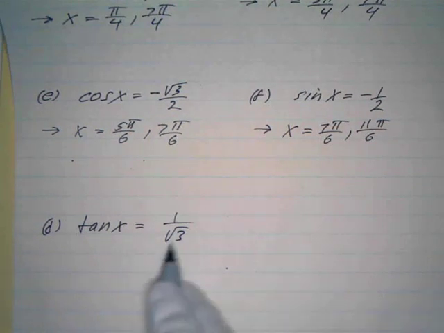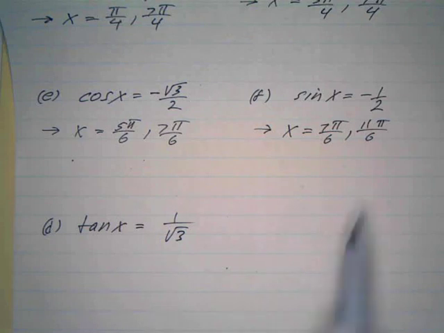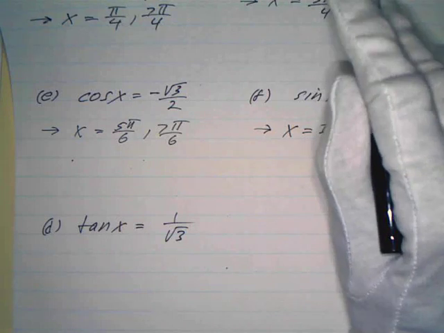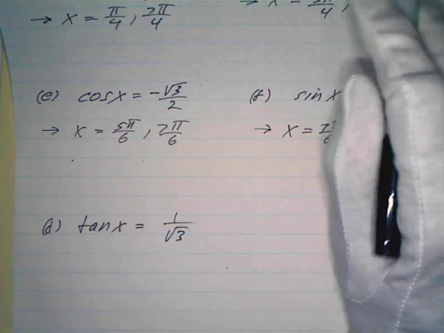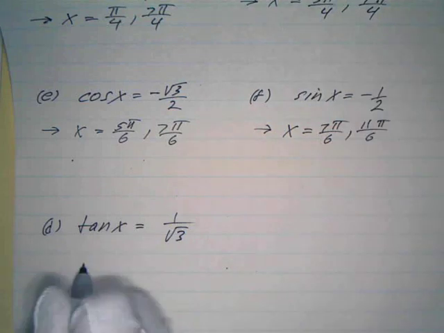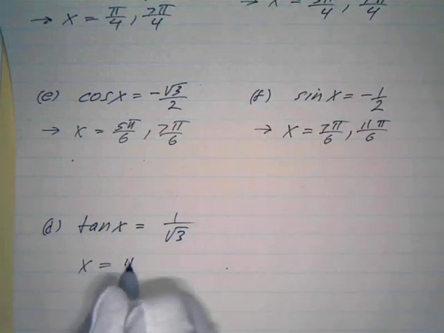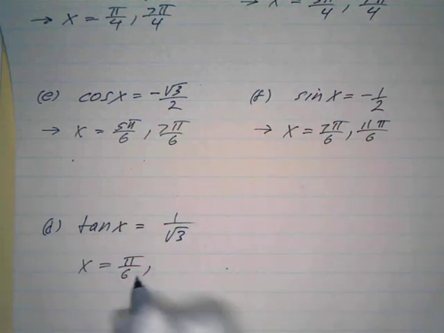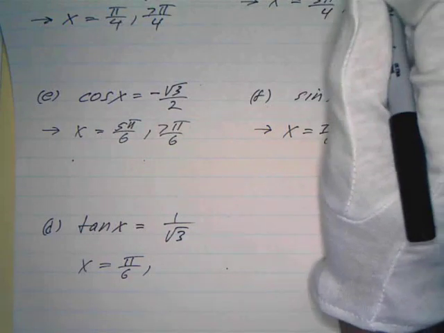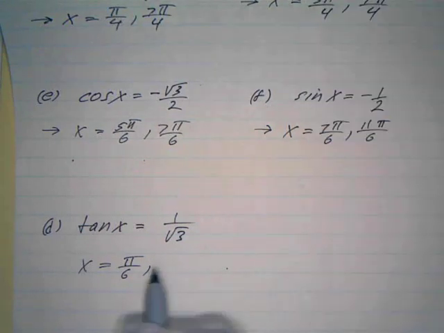Okay, the last one here of these mini equations. The tangent of x equals positive 1 over the square root of 3, so it's going to be in these two quadrants. Tangent is positive in the first and the third quadrant. And the tangent of x equals 1 over the square root of 3 when x equals pi over 6, so that's going to be pi over 6. Okay, and then also in this quadrant, and that's going to be not 5, but 7 pi over 6.